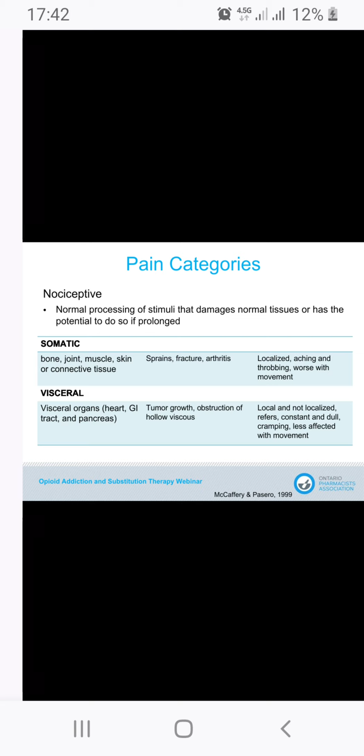The type of pain described here is more localized, aching or throbbing, and often it's worse with movement. Contrast that to visceral pain. This occurs in the visceral organs, so in the lining of the heart, the GI tract, or the pancreas. The visceral pain is triggered by smooth muscle contraction or distension, stretching out the capsule surrounding the organs. And the capsule has lots of nerves, so this is where the pain sensation comes from. Examples of this are tumor growths, obstruction of the hollow viscus, pancreatitis, appendicitis. This type of pain can be local or non-local, meaning that it can refer to different locations in the body. It's constant or dull, can have cramping qualities, and it's less affected with movement.